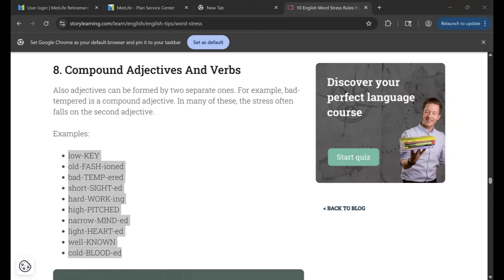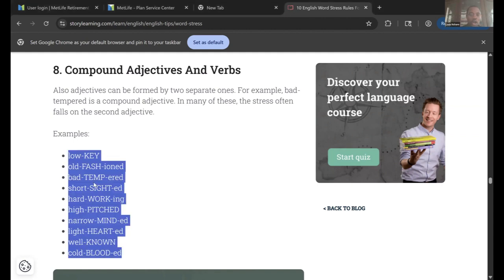Bad-tempered means somebody who gets angry easily. A bad-tempered person is somebody who has anger issues, somebody who gets easily irritated. That's a bad-tempered person. Now, short-sighted.